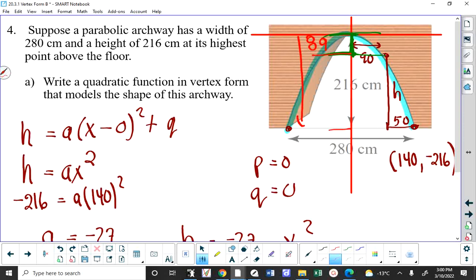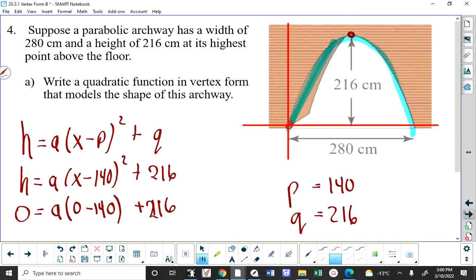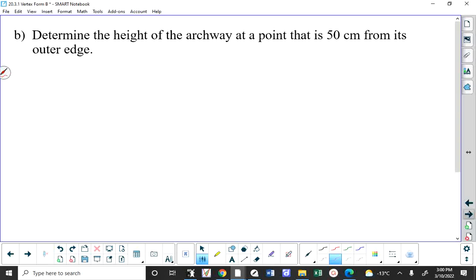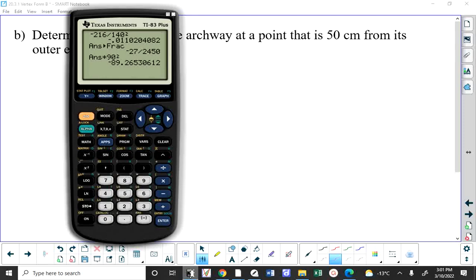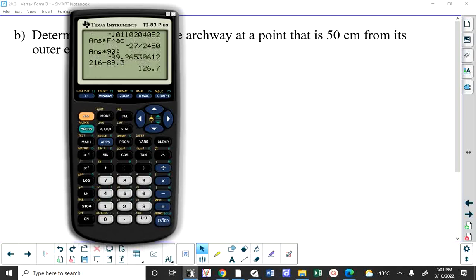If this whole distance is 216, then we can take 216 minus 89. And I know that to get the equation here, it's easier to set it up this way. But to answer part B, it would have been better to set it up this way. Because in part B, if you put in 230 for x, you will get the height. But anyway, I have to take 216 minus 89.3. So it's about 126.7.